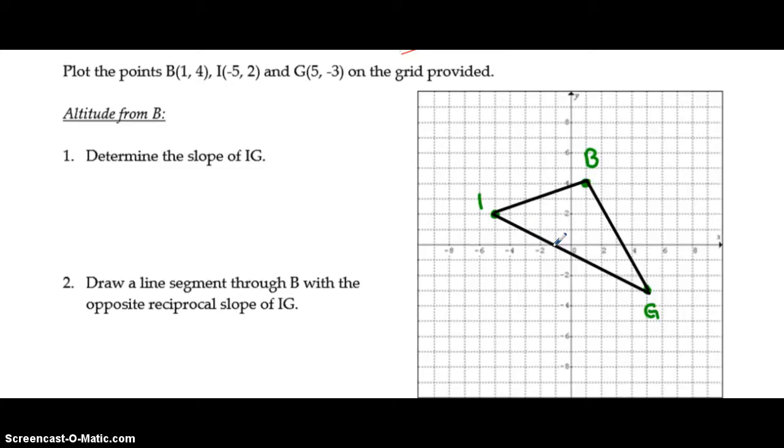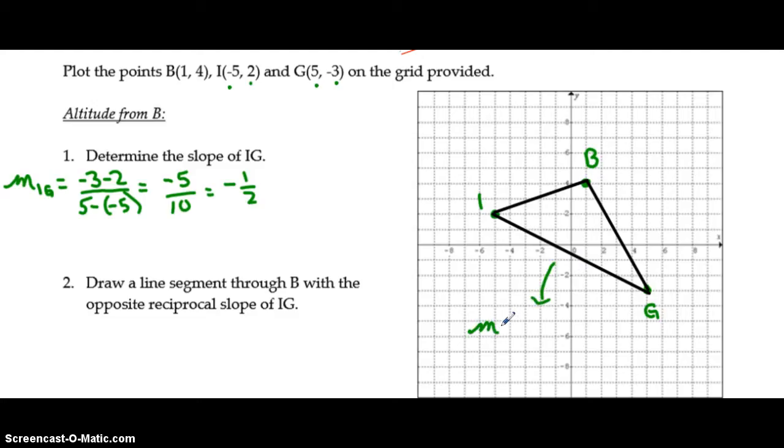It's going to stop somewhere on side IG, but it's going to be perpendicular to IG, not at the midpoint. Because it's perpendicular to IG, we need to figure out the slope of IG. The slope of IG is y2 minus y1 over x2 minus x1. That works out to -5 over 10, and in lowest terms, -1/2. So the slope of IG is -1/2, and because we want to be perpendicular to it, we need the opposite reciprocal slope.